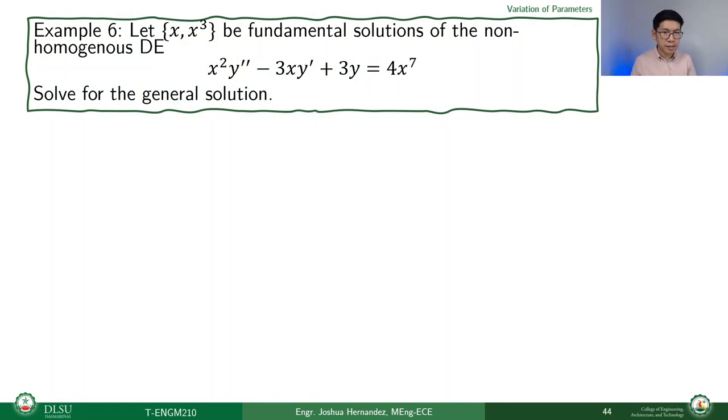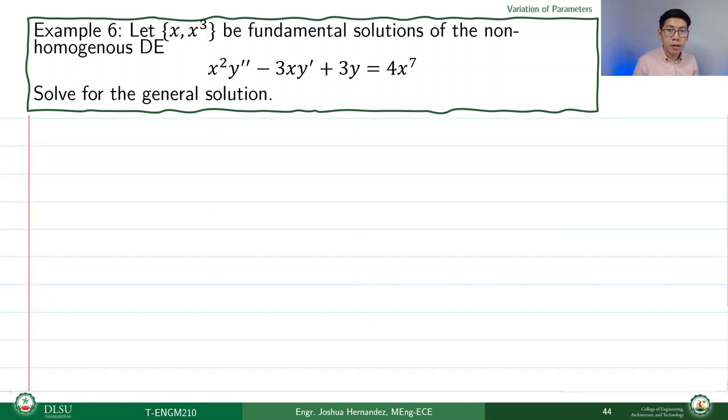All right, so example number 6. Let x and x cubed be the fundamental solutions of the non-homogeneous DE x squared y double prime minus 3xy prime plus 3y equals 4x raised to 7. So we are asked to solve for the general solution of the non-homogeneous DE. In this case, we can't obviously use method of undetermined coefficients here because you will notice na yung coefficients nung y double prime, nung y prime, at saka nung y ay hindi constant coefficient, kundi variable coefficient.